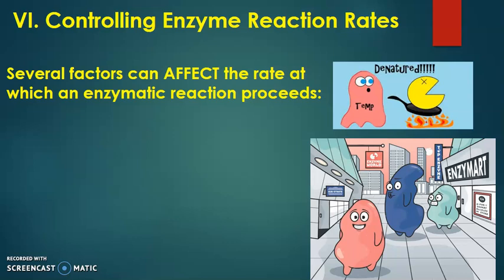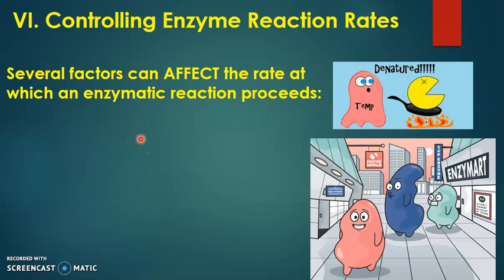Hello everyone, welcome back. This is going to be our last lecture video regarding enzymes. In this particular video, we're going to discuss how we can control the rate of an enzyme reaction. When I say control it, our focus is mainly going to be to slow it down, as well as to perhaps stop it. There are going to be several factors that can affect the rate at which an enzymatic reaction proceeds. That's a reaction that is being controlled by an enzyme.